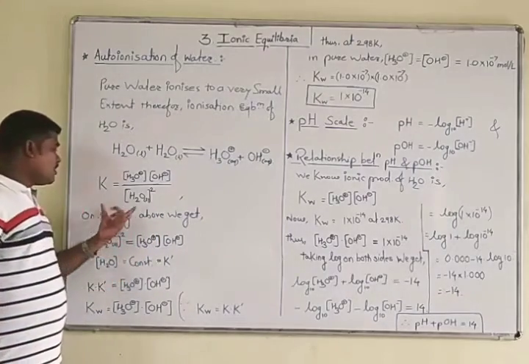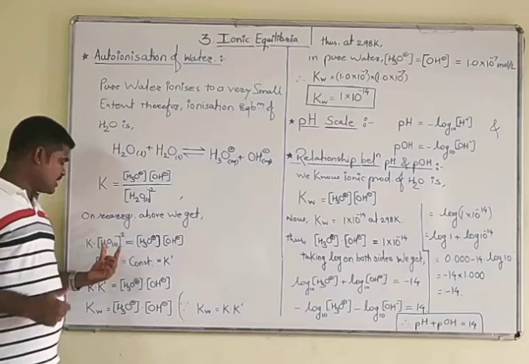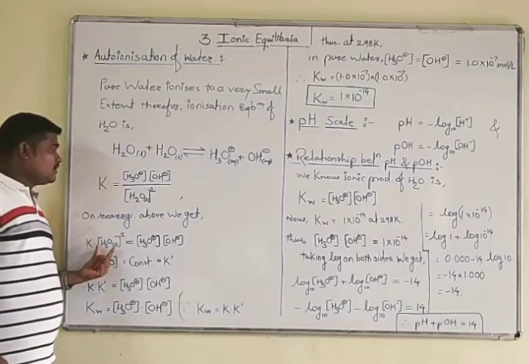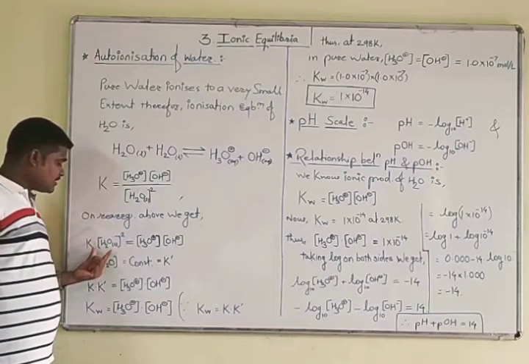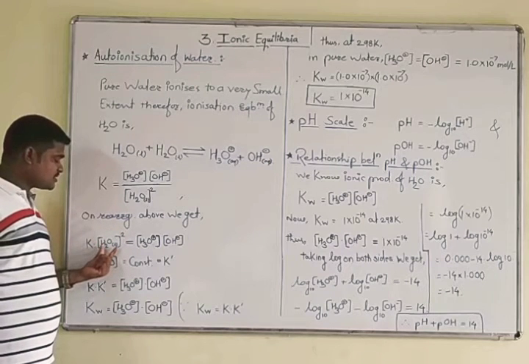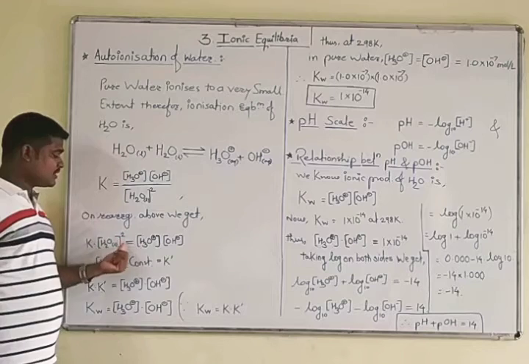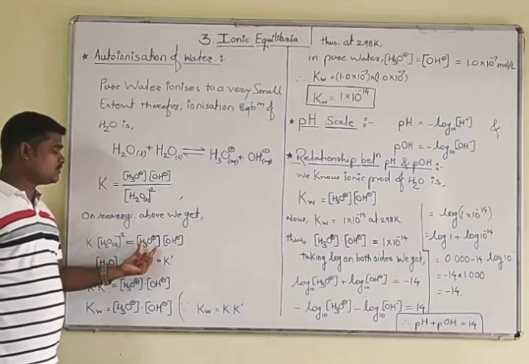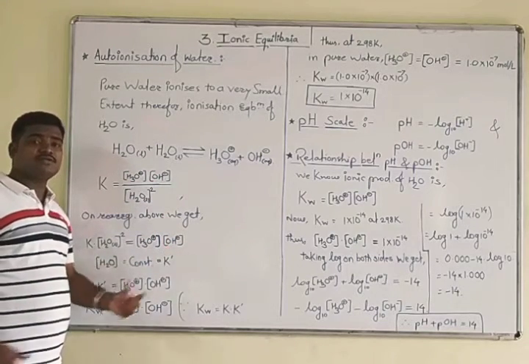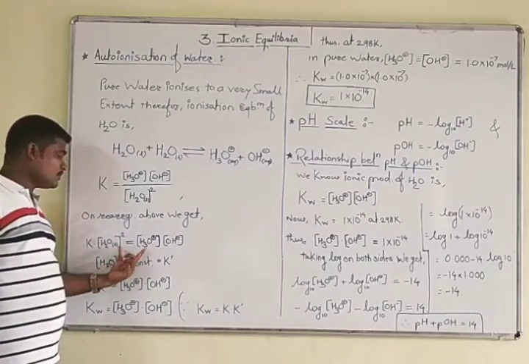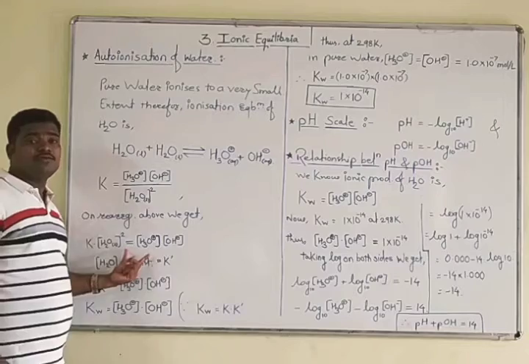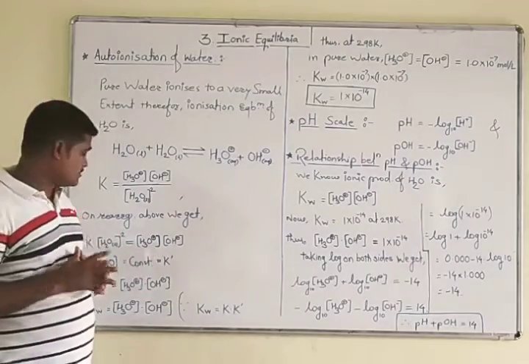On rearranging this above equation, we get the terms like this: K into the concentration of water squared is equal to the concentration of H3O+ species and the concentration of OH- species. So this is the rearrangement term which comes from the previous equation.